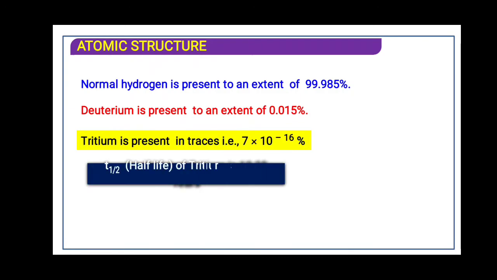Some radioactive elements have a half-life of a few seconds, some a few minutes, some a few hours, some a few days, some a few months, some a few years, and years and years. During this half-life period, half of the concentration will get disintegrated, will decay.